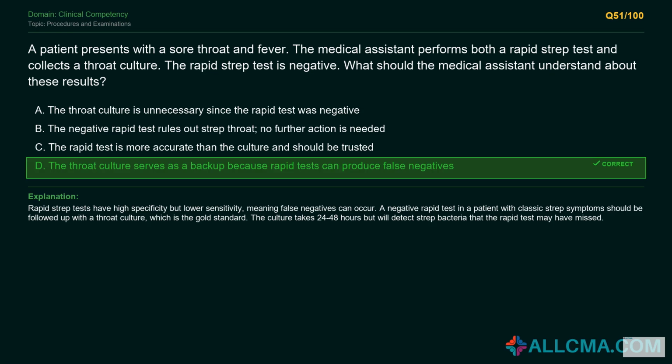Rapid strep tests have high specificity but lower sensitivity, meaning false negatives can occur. A negative rapid test in a patient with classic strep symptoms should be followed up with a throat culture, which is the gold standard. The culture takes 24 to 48 hours, but will detect strep bacteria that the rapid test may have missed.